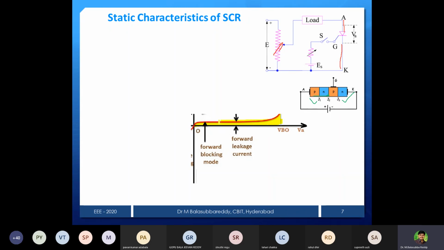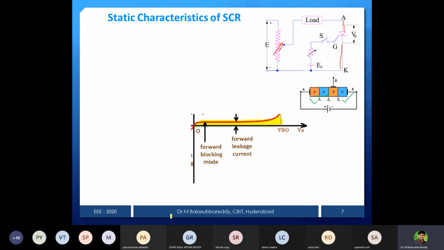And one thing you notice: the x-axis is voltage, no? If I am increasing the voltage, the gap also increases a little bit. What does that mean? If the anode to cathode voltage increases gradually, the leakage current also gradually increases. Now, how long can you increase like that?